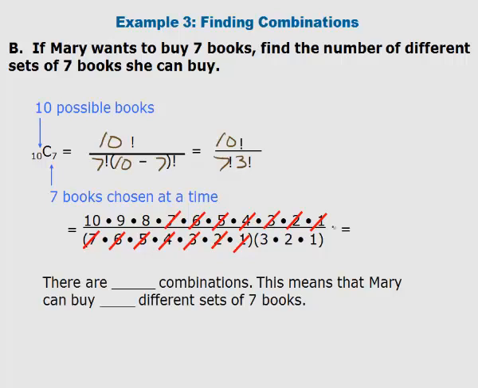We've canceled out common factors so far, but we can also cancel out this. 2 goes into 2 1 time, 2 goes into 8 4 times. 3 goes into 3 1 time, 3 goes into 9 3 times. So we really have 10 times 3 times 4, which is 120. So there are 120 combinations. That means that Mary can buy 120 different sets of books.